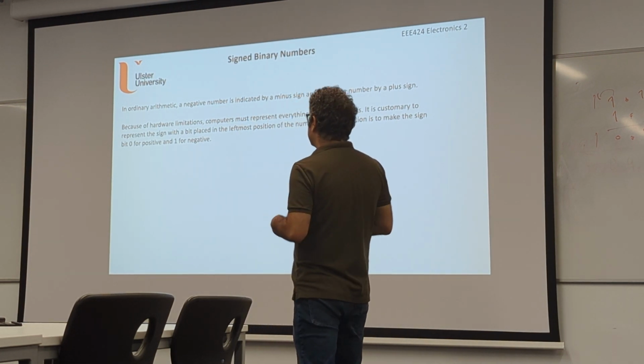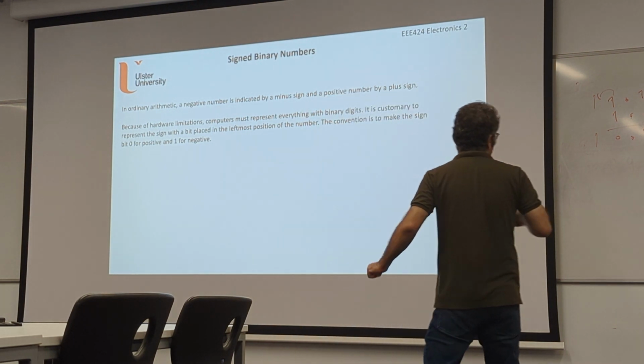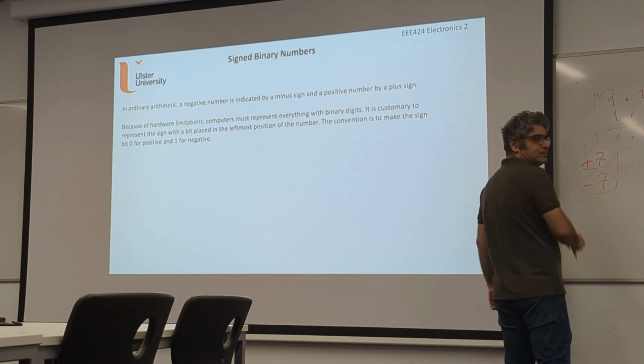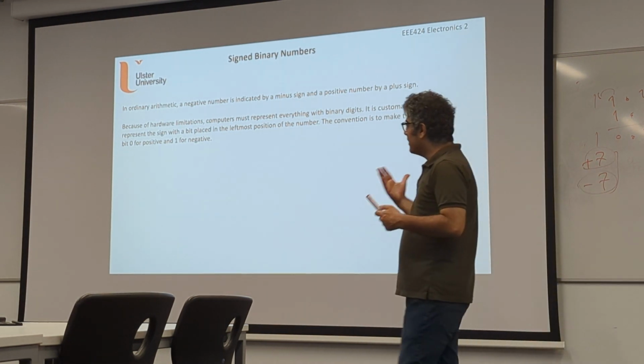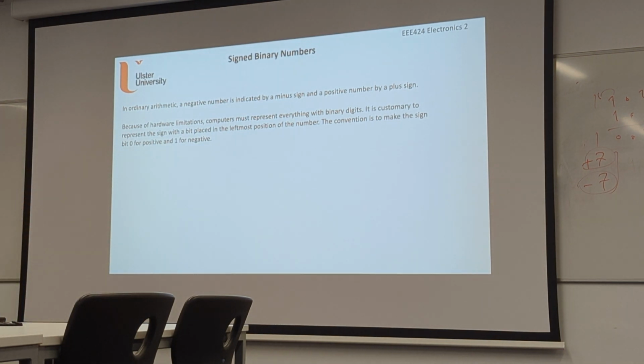In ordinary arithmetic, a negative number is indicated by a minus sign and a positive number by a plus sign. Imagine, we can say positive 7, minus 7. It could be 7, it could be minus 7. But what about the machine? Because of hardware limitation, computers must represent everything with binary digits. We know that we can only show everything by 0 and 1, nothing more.